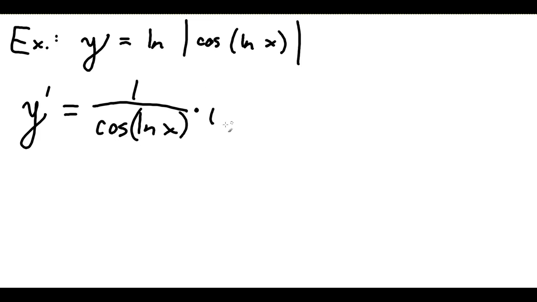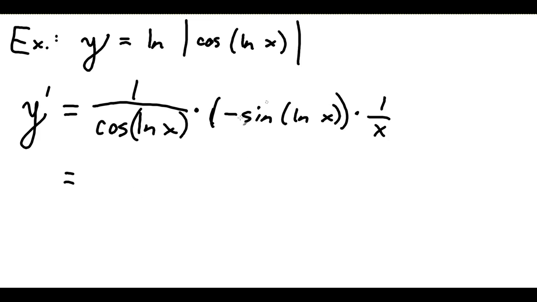Well, the derivative of cosine is negative sine. So we have the negative sine of the natural log of x. But now the chain rule applies again, and we have to multiply by the derivative of what's inside once more. So we have 1 over x.